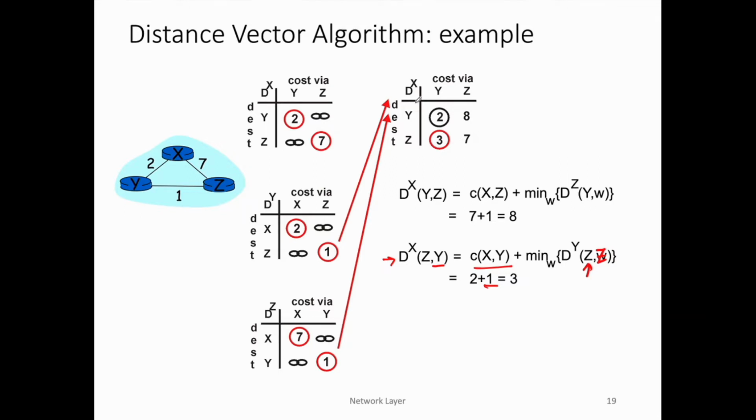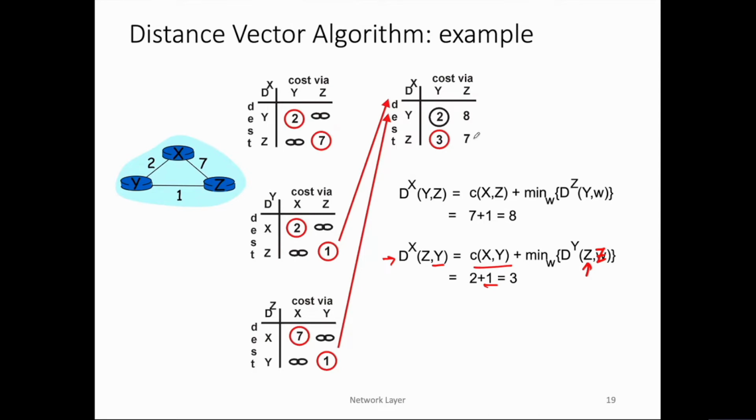Okay, so this is the cost to reach from X to Z via Y, right? So neighbor Y. What's the cost? 1. So what's the cost to reach from X to Y? 2. So 1 plus 2, as we have seen in this equation, it's 3. So this is the new least cost, by the way. Previously, the least cost was 7. Now we have a new least cost via neighbor Y.